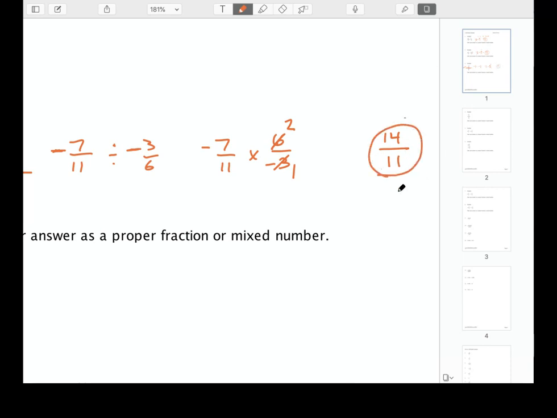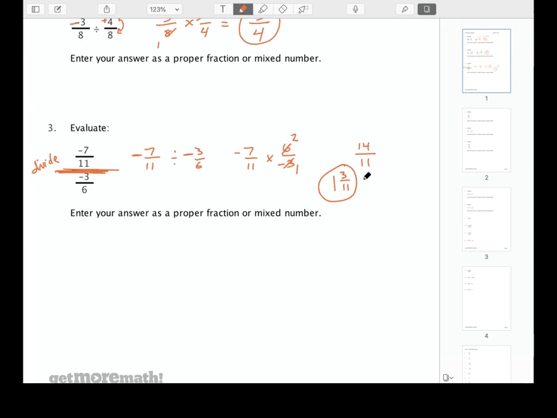And with Get More Math, I think you're just going to have to say, oops, I'm not done. You're going to have to say, oh, look, 11 goes into 14 one time with a remainder of 3 over 11. And then I think you're going to have to put it in that way. You can try it both ways, but I think that because it's Get More Math, they're going to yell at you.